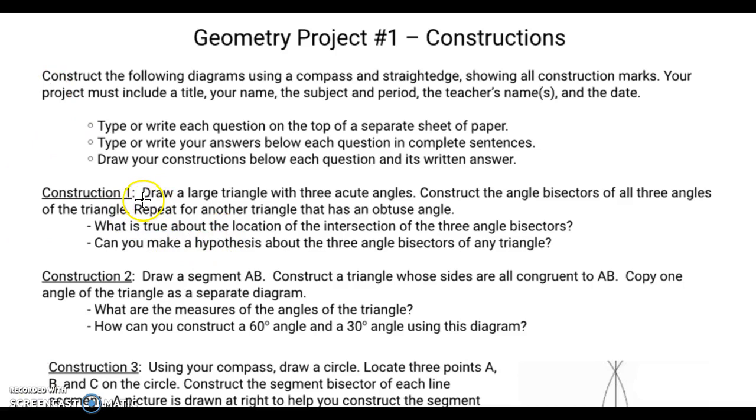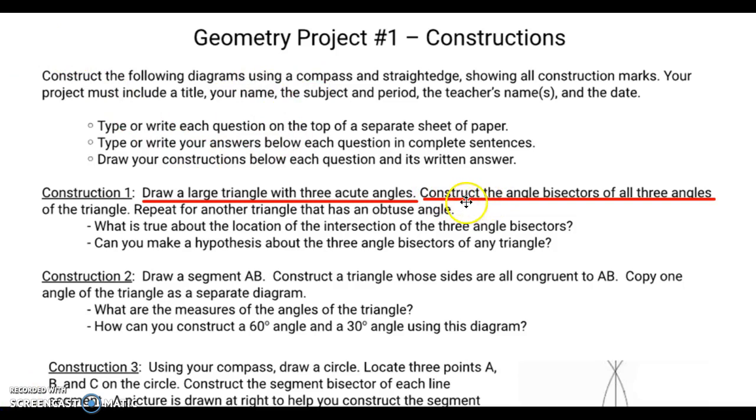Believe it or not, this project is fairly straightforward as long as you're making sure that you're reading every single word. It asks you first to draw a large triangle with three acute angles. You know, acute means that the angles are less than 90 degrees. It also asks you to construct the angle bisectors of all three angles, and you know how to do those angle bisector constructions. Those were included in Unit 1, Lesson 6.